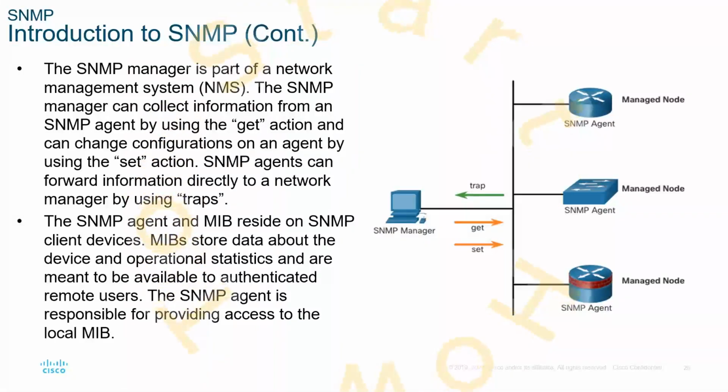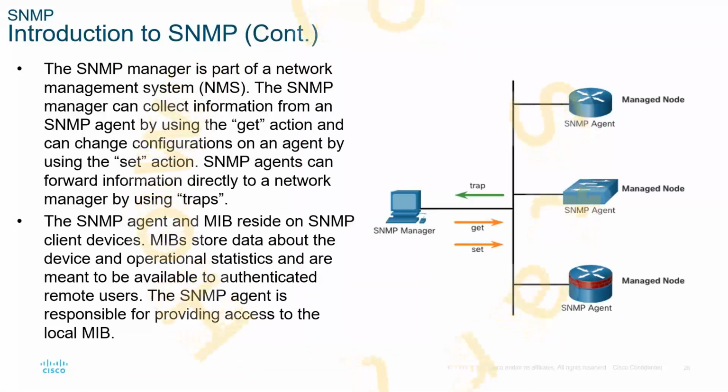So how does this work exactly? The CCNP manager is part of the management system, the NMS. The CCNP manager will collect information from the agents using GET actions. And they can change configurations by using set actions. The agents will forward the information to a manager using traps. And we're going to go through some of this lingo a little bit later. The CCNP agent and MIB will reside on the client device.